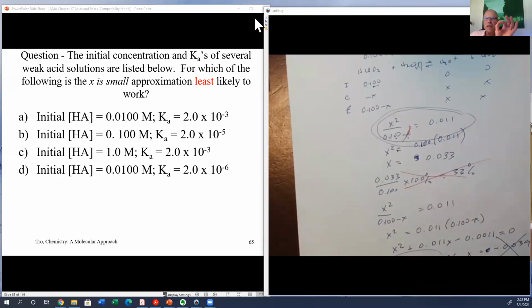But there's something else we have to consider too. We have to consider the weight of me, right? What if I only weighed half a pound? What if I was a miniature Professor Tro and I only weighed half a pound? And then you weighed me with and without a penny, right? Then the penny would make a big difference, right?